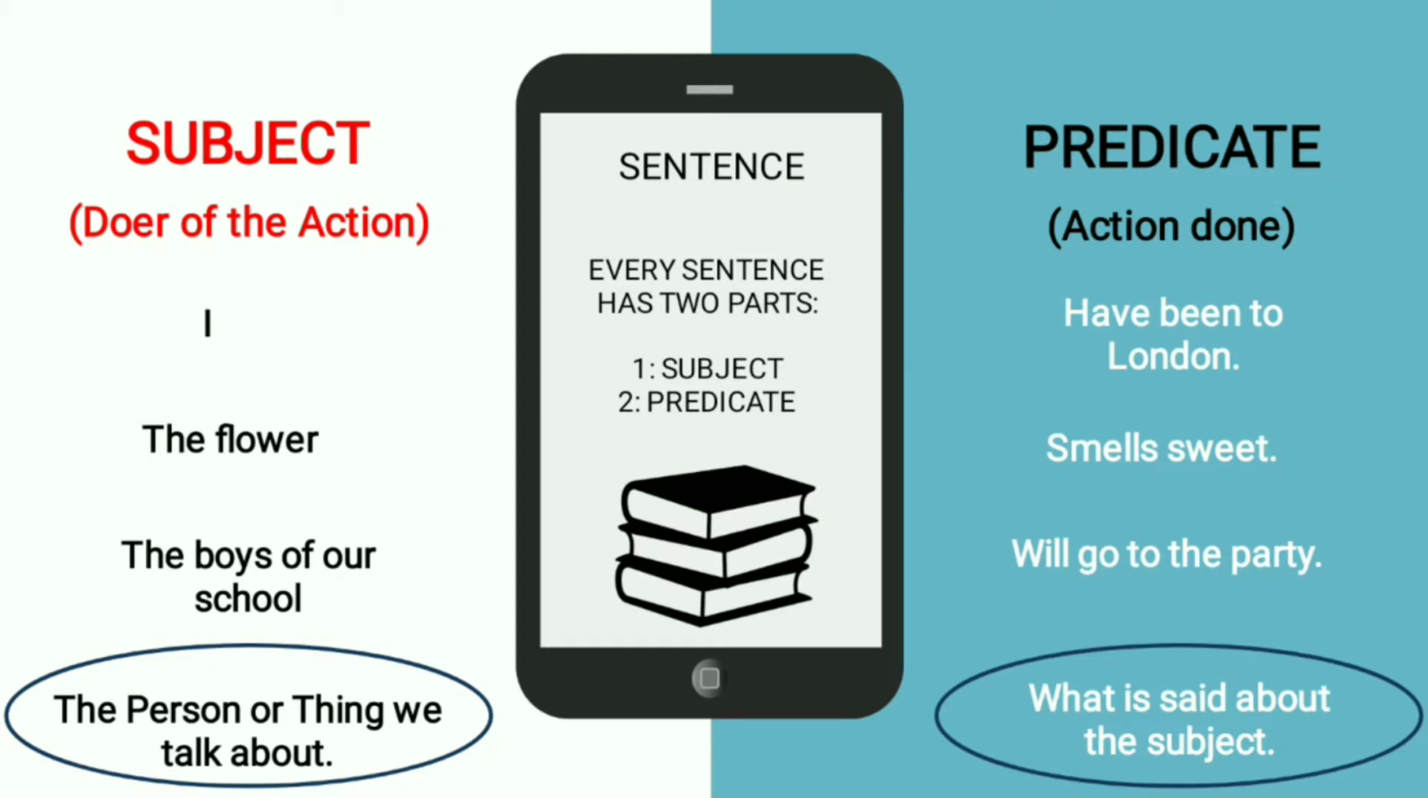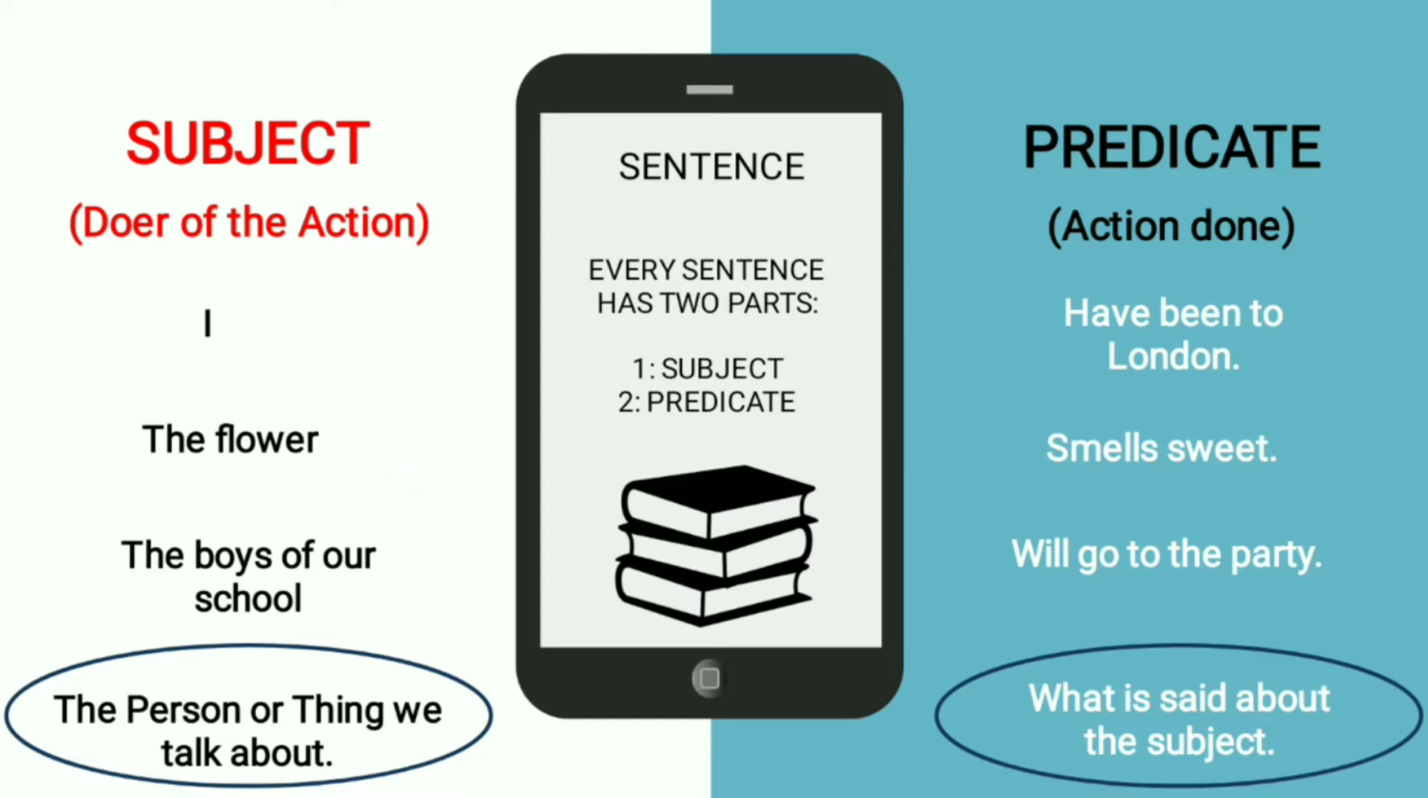To understand this better, let us look at these examples. I have been to London. In this sentence, I is the subject because we are talking about I. So this is the subject in this sentence. And what are we saying about I? I have been to London. So this is the saying part of the sentence. Hence, it is the predicate. The flower smells sweet. We are talking about the flower in this sentence. So this is the subject in this sentence and smells sweet is the predicate.